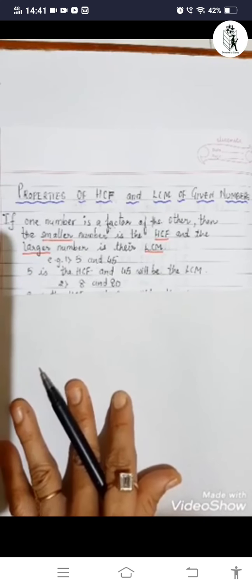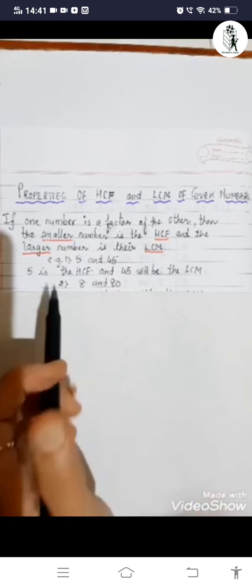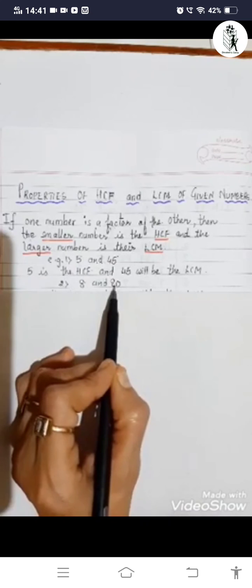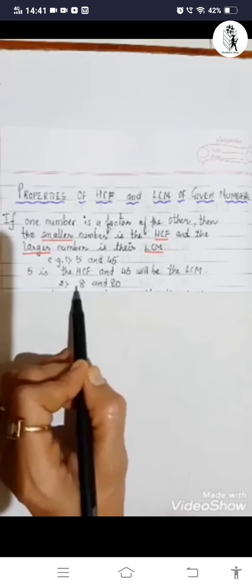Taking the second example of 8 and 80. Now you tell me what will be the HCF? Yes, 8 will be the HCF and LCM will be 80. But the condition is that the first number should be a factor of the other number. This is a special condition for this.